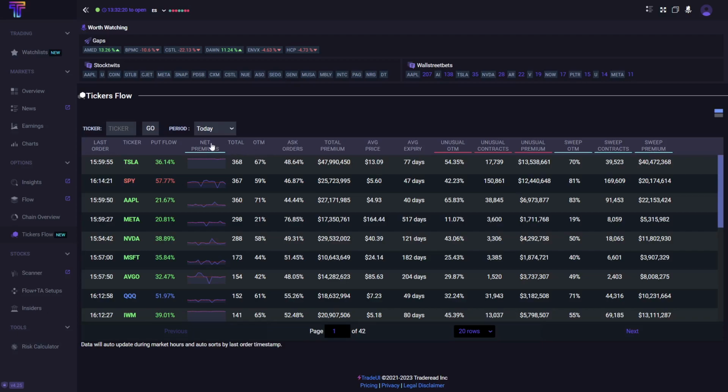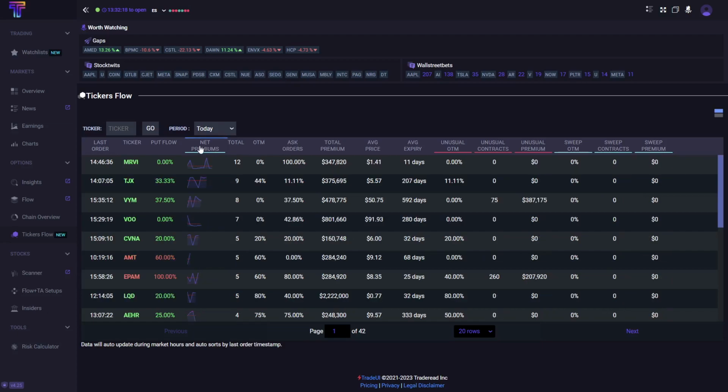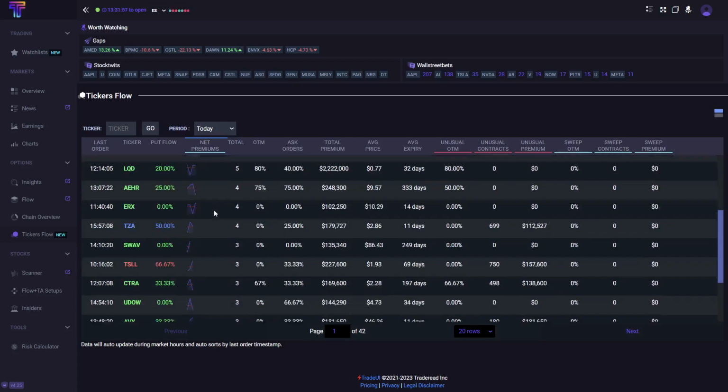So let's go ahead and utilize net premium first. The reason we want to utilize net premium is because we want to see where the pulses of buying came into the trading day. So in this case, MRVI had a lot of activity at the beginning of the day, kind of flatlined throughout the middle of the day, then towards the end of the day it popped back up again. We want to see a strong curve to the upside or a strong curve to the downside. We want to see people buying.